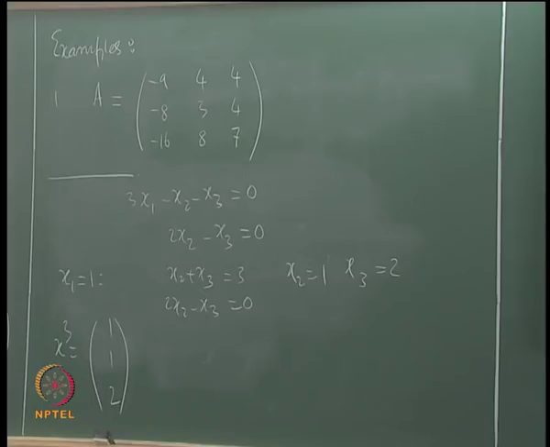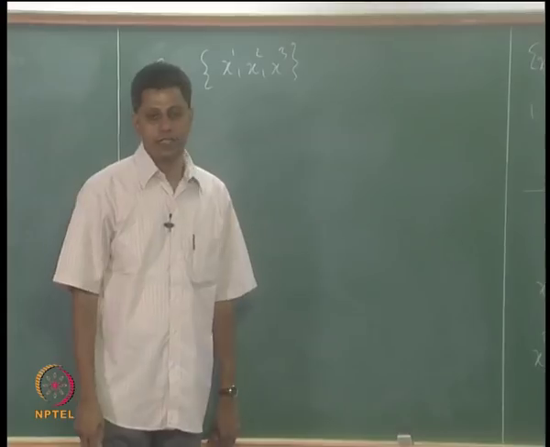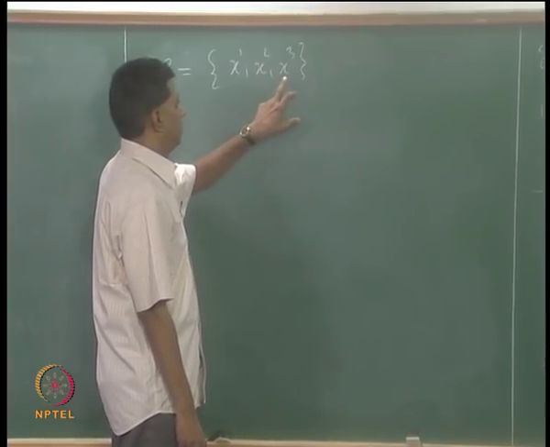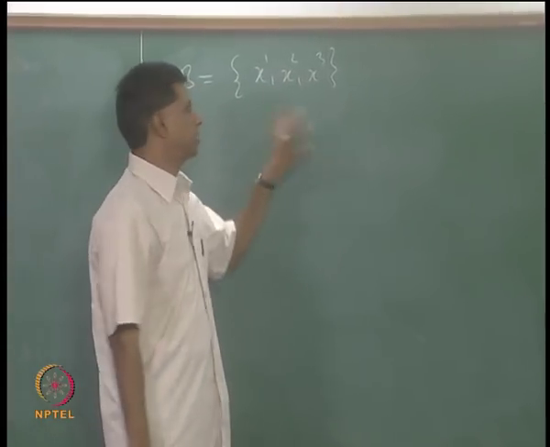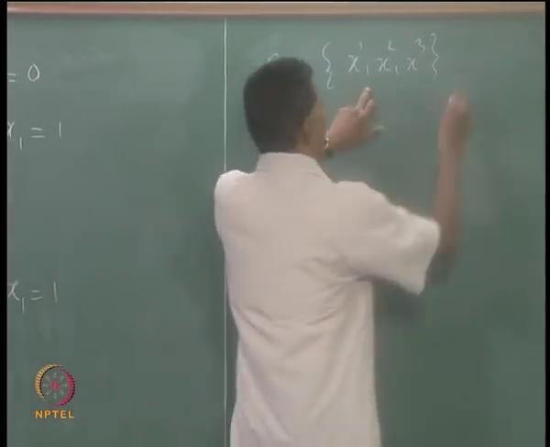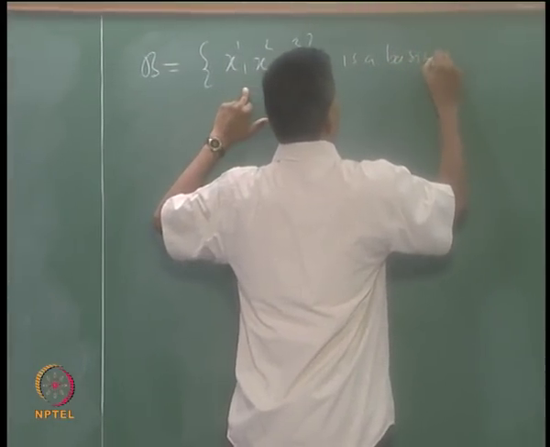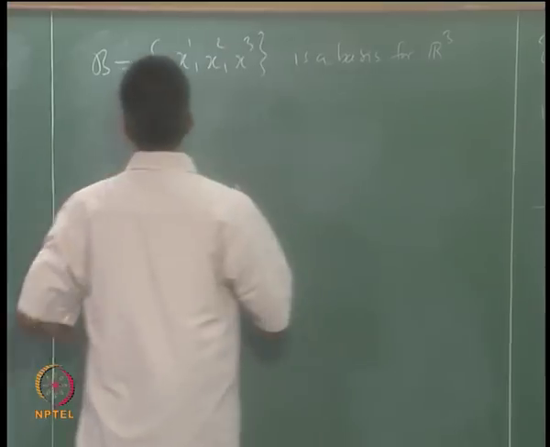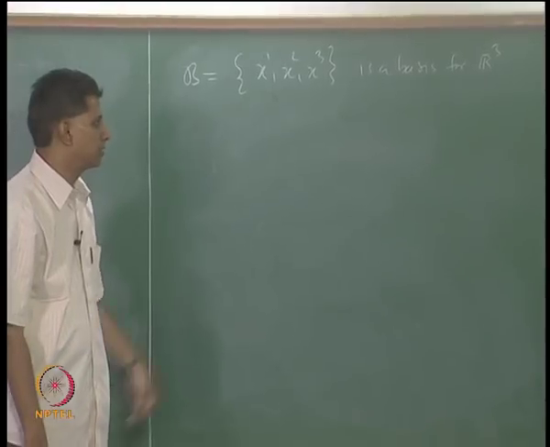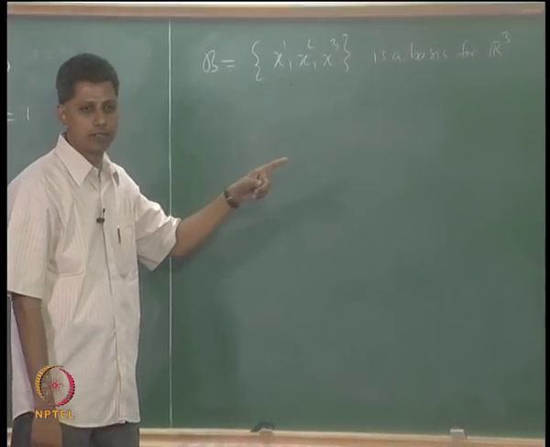Now look at all these 3 vectors. I will use this portion now. Script B equals x1, x2, x3. These two vectors x1 and x2 obviously are independent, and x3 must be independent with x1, x2, because x1, x2 correspond to the eigenvalue minus 1, x3 corresponds to 3. So these three are linearly independent vectors. So this forms a basis for R3 such that each vector is an eigenvector. So the operator T that we started with must be diagonalizable. In particular, this matrix A is diagonalizable.